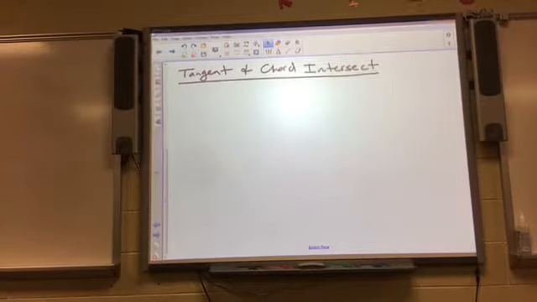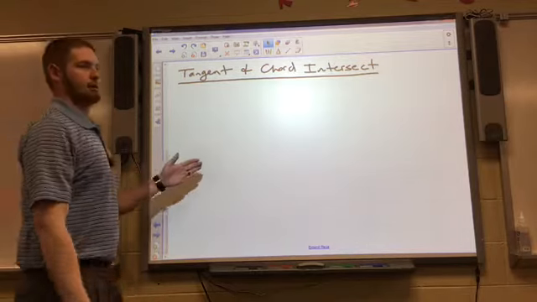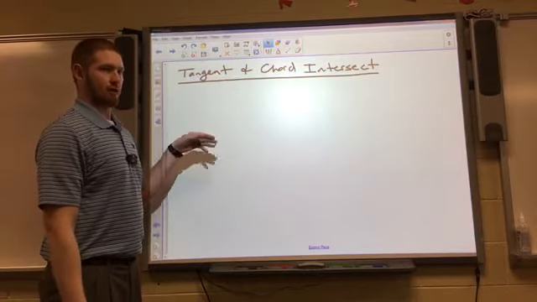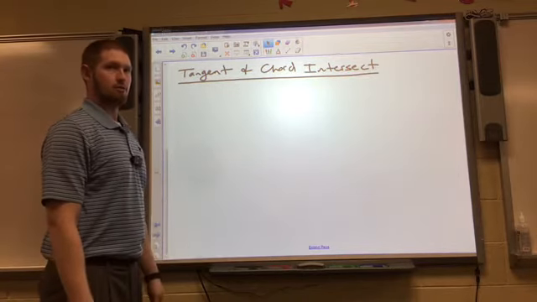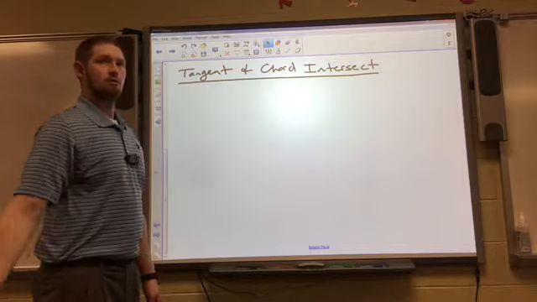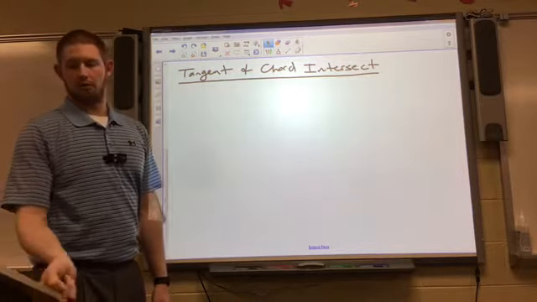Now, everybody knows what a tangent is, right? Touches the circle just at one point, and a chord is on the inside of a circle, and the endpoints are on the circle, right? So there's really only one possibility for where they intersect, and that is right on the circle. Yeah, Travis? The tangent is also perpendicular to the radius. Good.